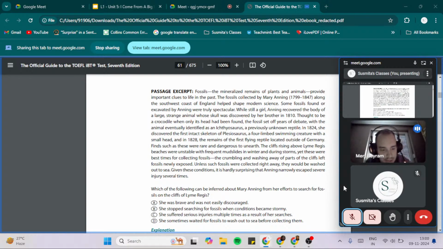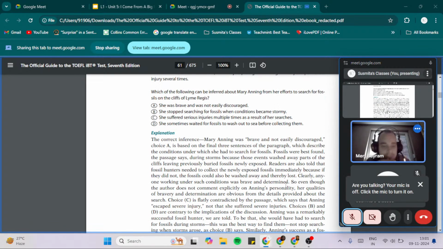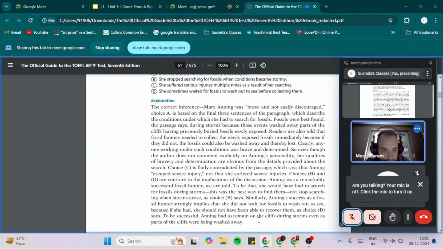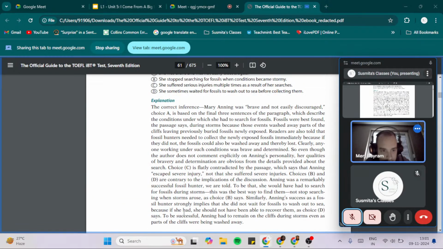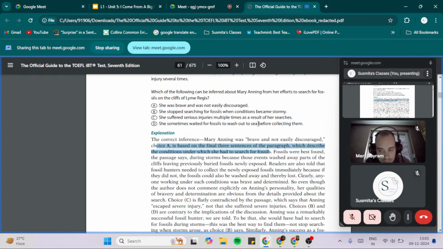Is it A? Okay, it is correct. Just checking where it is mentioned. Choice A, that's correct. So, Mary Anning was brave and not easily discouraged. Choice A is based on the final three sentences of the paragraph, which describe the conditions under which she had to search for fossils.